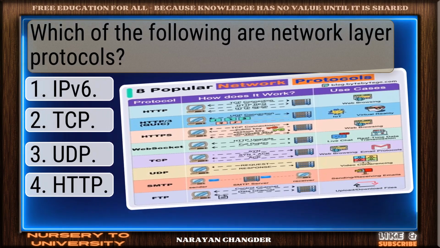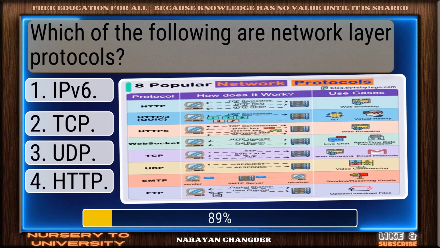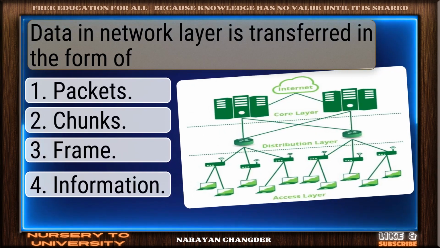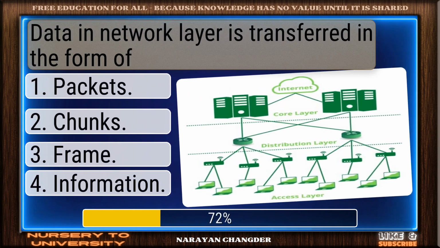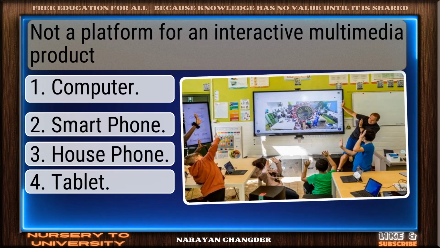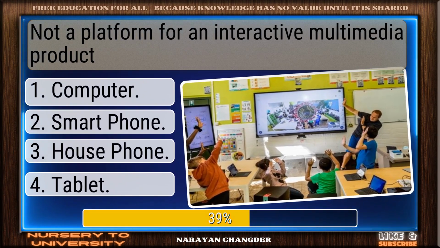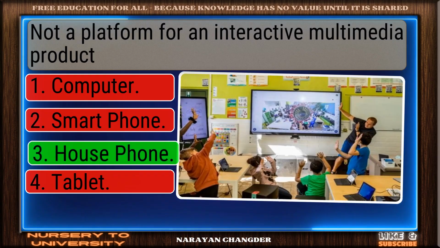Which of the following are network layer protocols? Correct response. IPv6 is accurate. Data in network layer is transferred in the form of. Great job. Packets is accurate. Not a platform for an interactive multimedia product. Smart move. House phone is accurate answer.